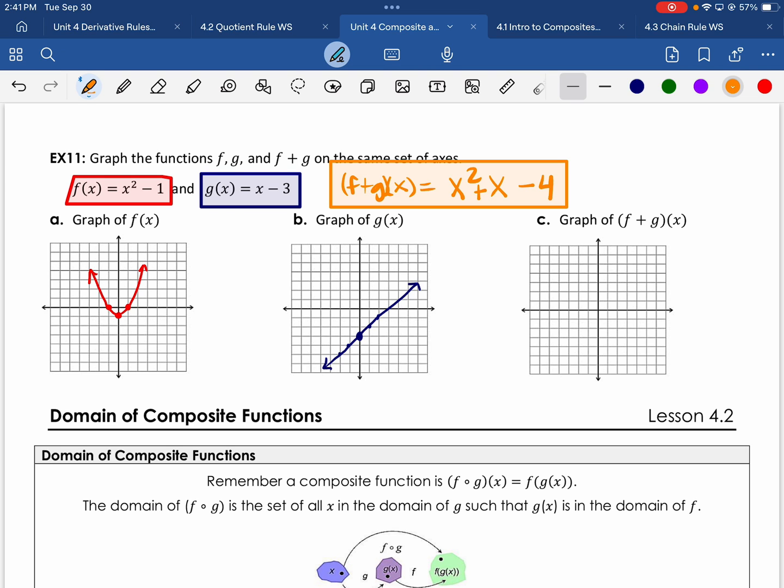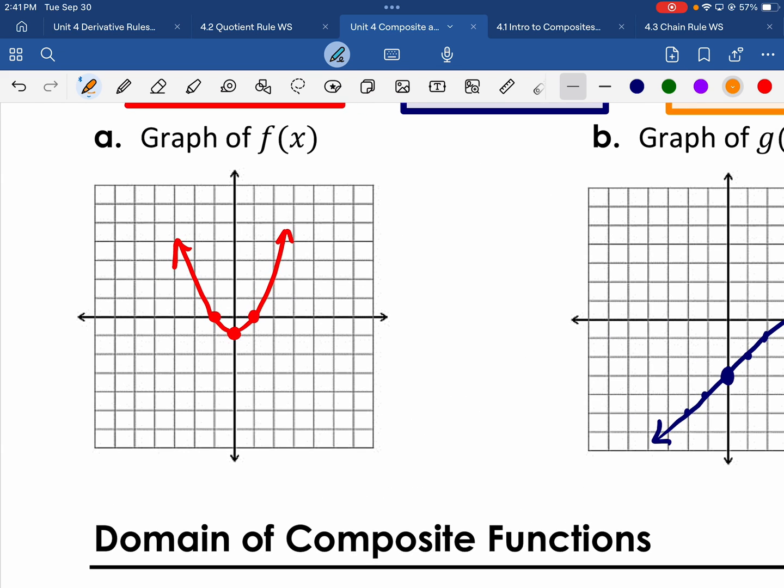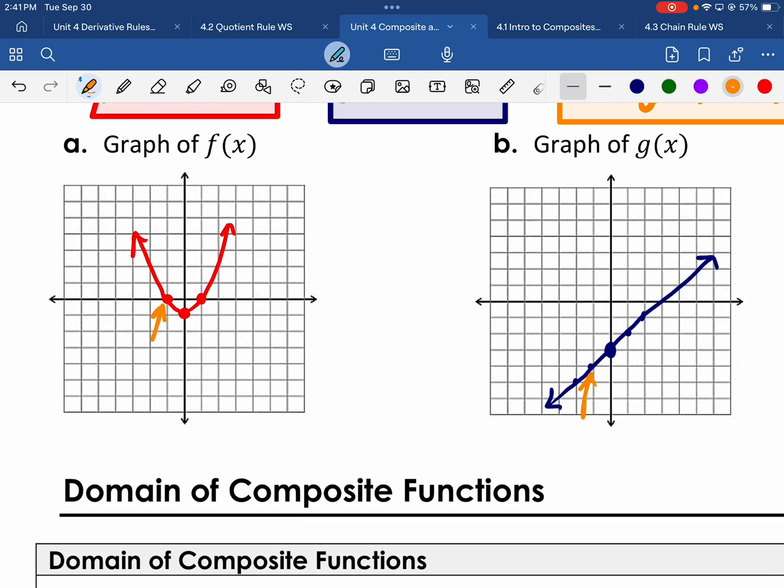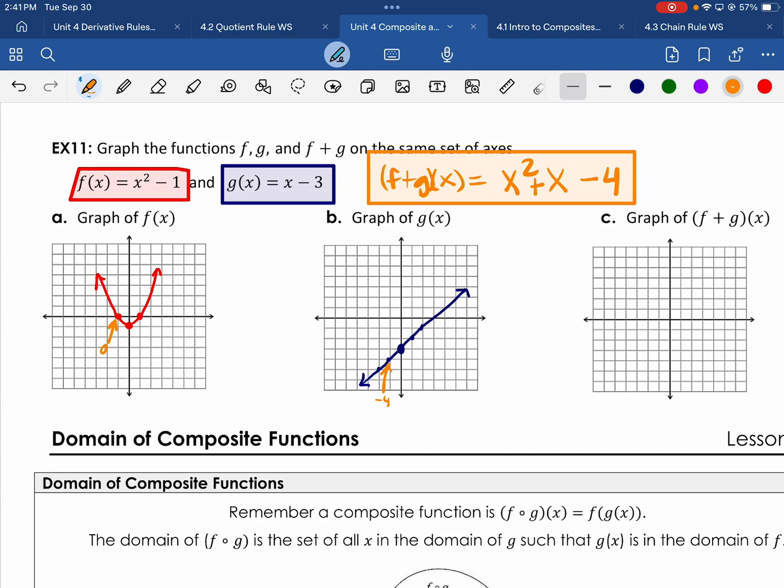So, for example, let's start with negative 1. What is the y value at negative 1 on the red graph? 0. What's the y value here? Negative 4. So 0 and negative 4. So what's 0 plus negative 4? Negative 4.